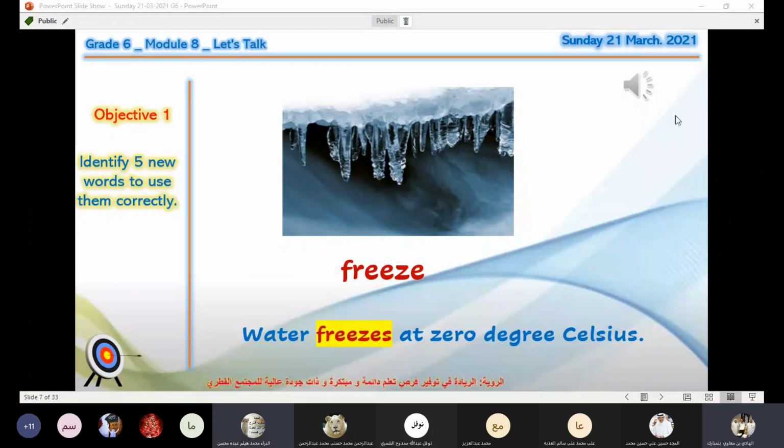Will you please read the sentence for us, Al-Bara, please? Water freezes at 0 degree Celsius. Celsius. Very good. So water freezes at 0 degree Celsius. Thank you, Al-Bara. Jazakallah khair. Mashkoor. Thank you so much.